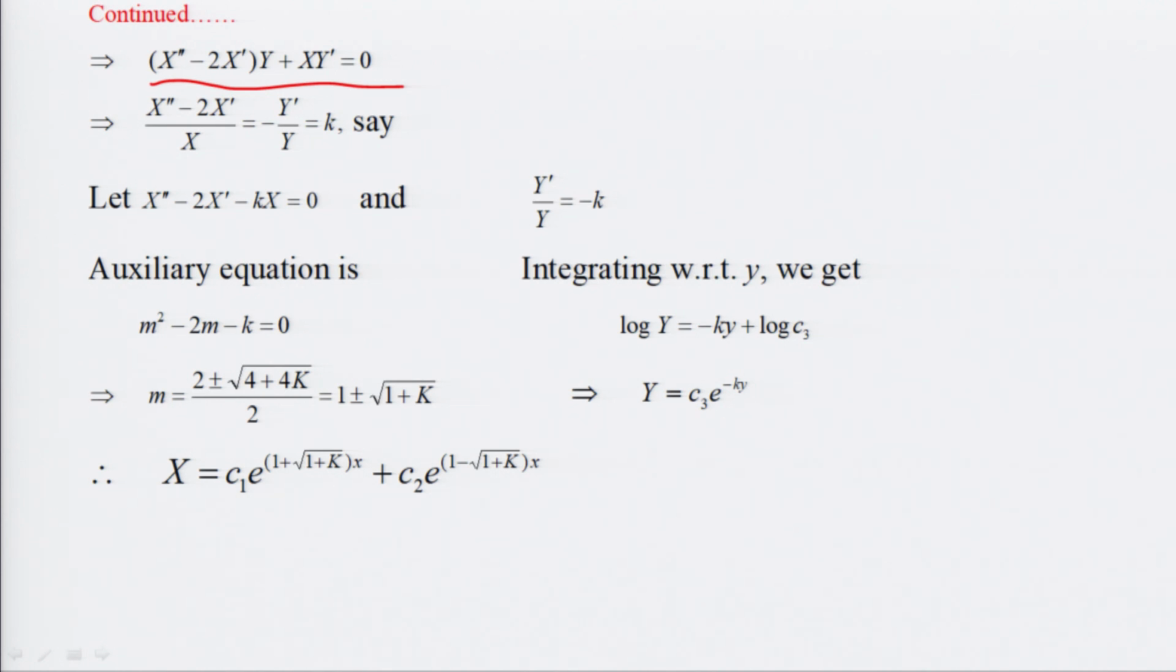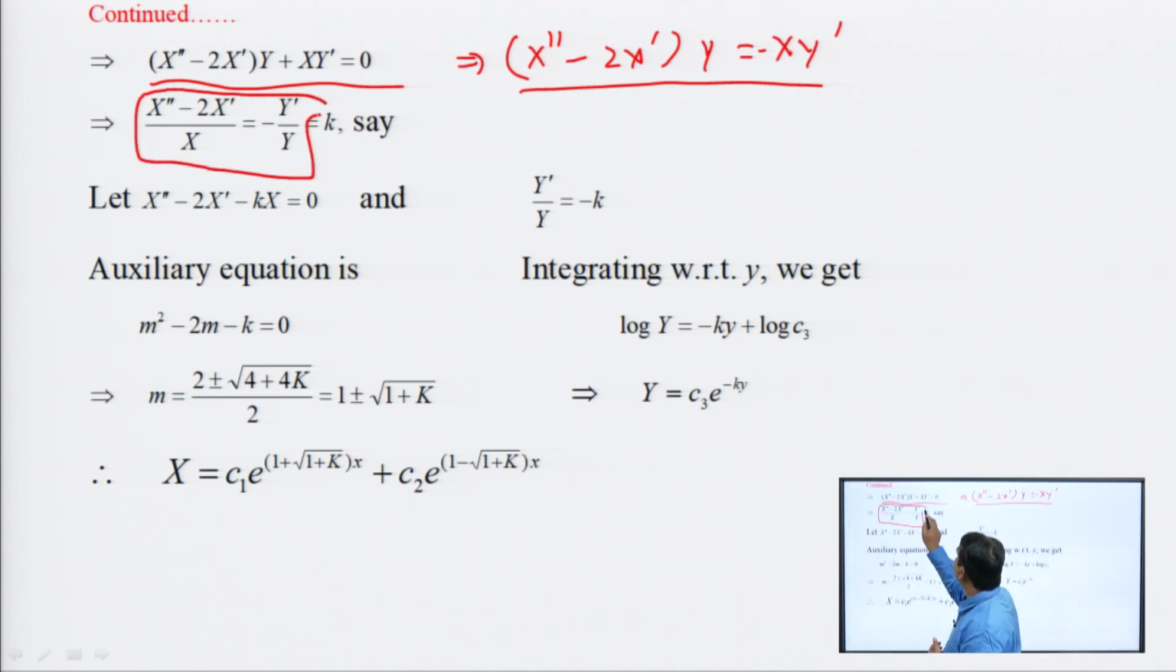From here we can write this as x double dash minus 2 x dash y is equal to minus x y dash, and from this expression we can write x double dash minus 2 x dash by x equal to minus y dash by y, and say this is equal to k, because these two expressions are equal. So, let us say these are equal to a common constant k.